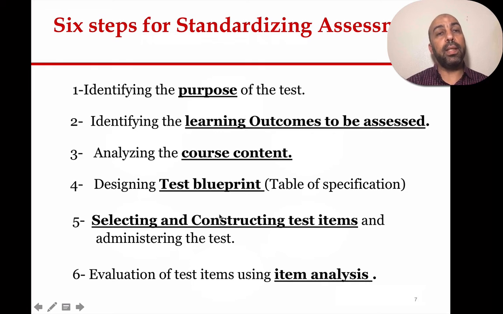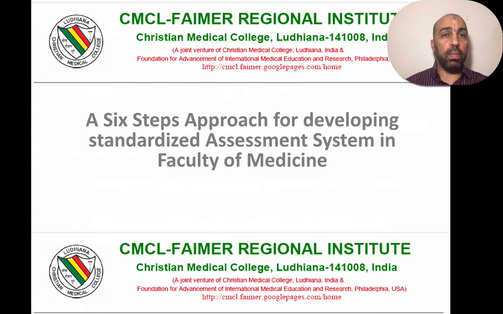Now we will just list the 6 steps for standardizing student assessment, just revising them. As we mentioned in some of my videos before, each of these steps will be included in a separate video for each one. Starting by identifying the purpose of the test. Number 2, identifying the learning outcomes to be assessed in this test. Then analyzing the course content, followed by designing the test blueprint or table of specification. Number 5, selecting and constructing test items and administering the test. And finally, evaluation of the test using item analysis. And by the way, this was my CMCL FAMR project from the years 2010 to 2012.